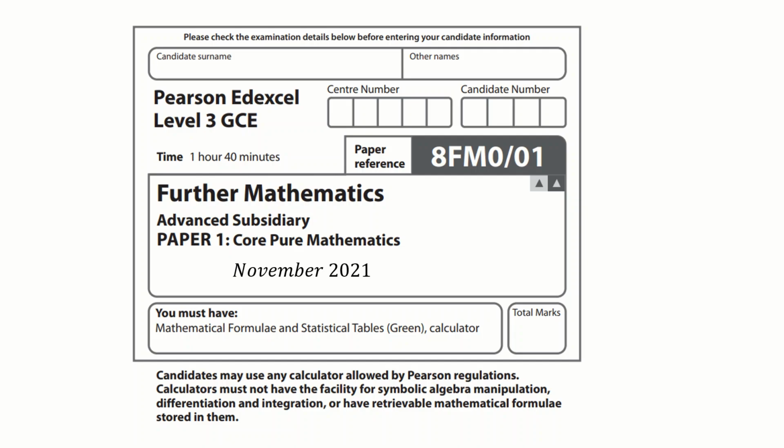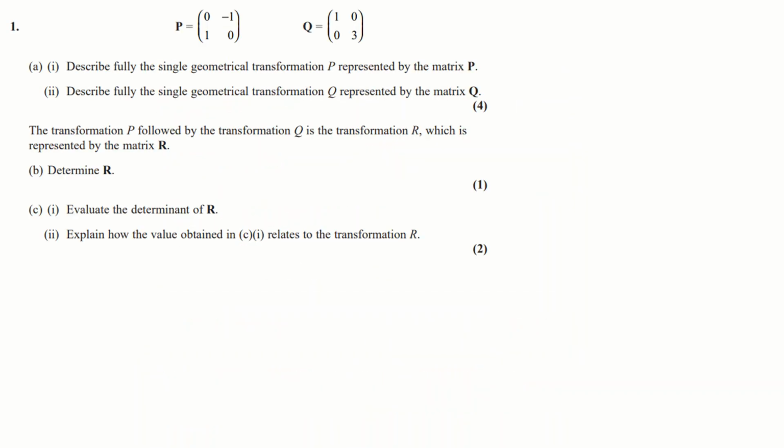This is the Pearson Edexcel AS Core Pure Maths Paper 1 from November 2021, so just based on the first book of the Core Pure books only. Let's just go straight into it. It's 80 marks, it's 10 minutes longer than the original paper.